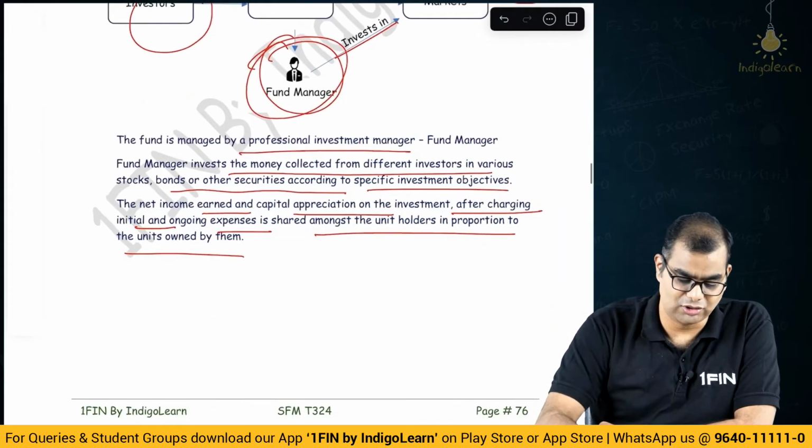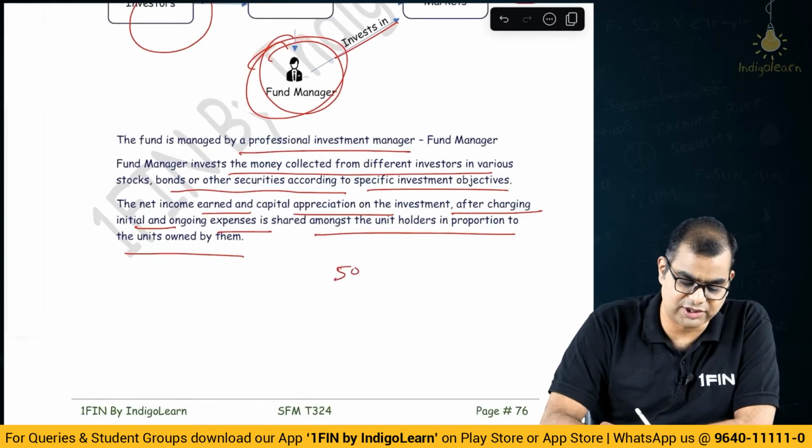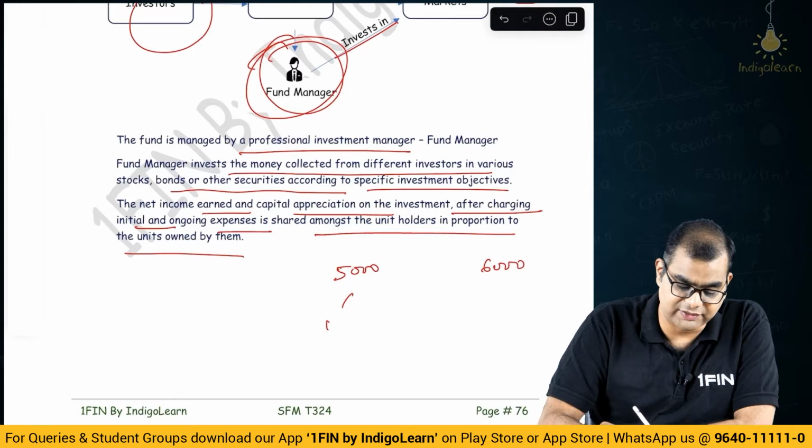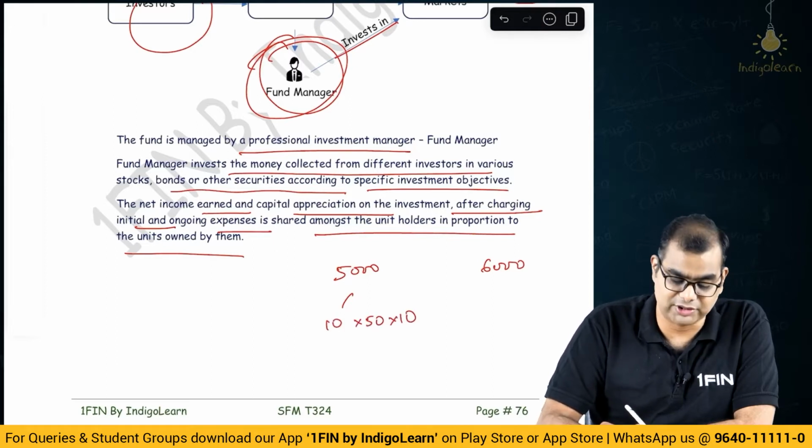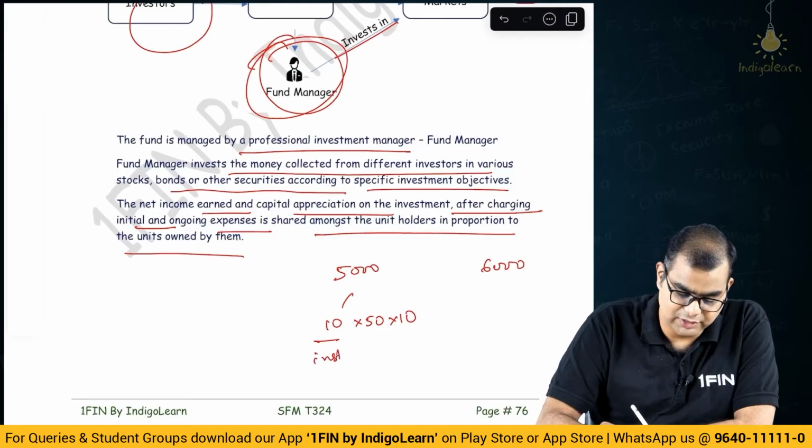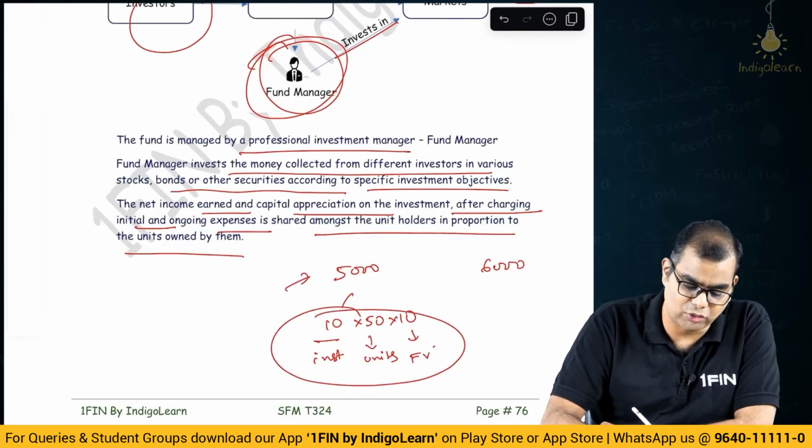So let's say initially you invested 5,000 rupees, and later on it became 6,000 rupees. Let's say there are 10 investors. Each investor is holding 50 units. Each unit has a face value of 10 rupees. So 10 investors, 50 units, and face value per unit. If you multiply these three, you get the original investment.